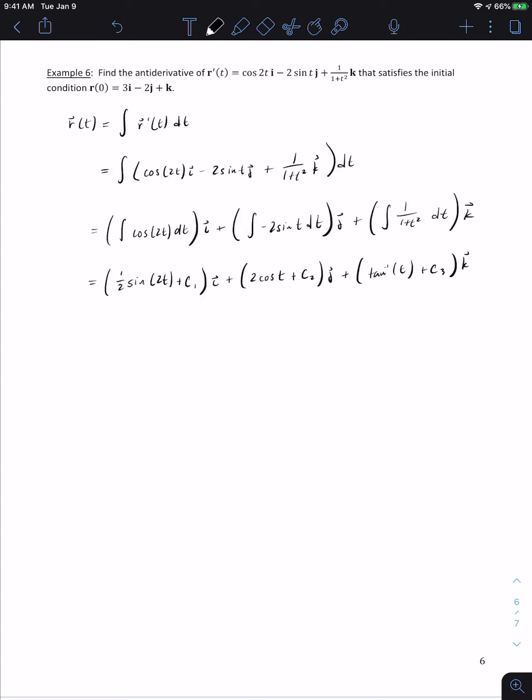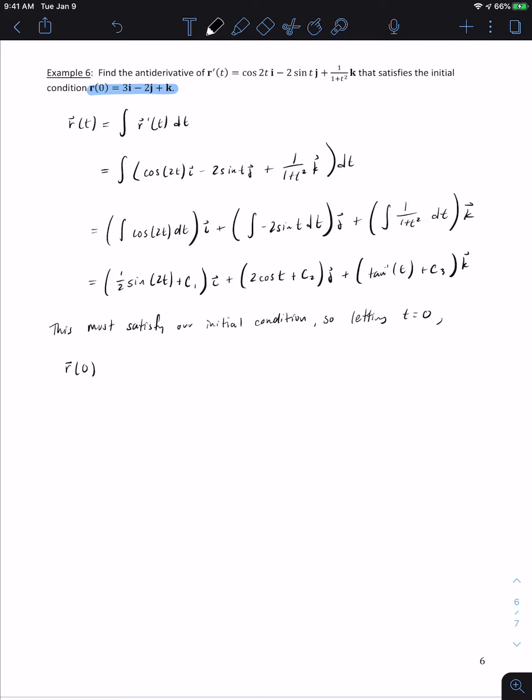And now is where we use the initial condition in order to find what C1, C2, and C3 are. In other words, to find what that vector constant is. So what we do here is we're going to plug in t equals 0. This must satisfy our initial condition, right? So letting t equal 0, because that's what this initial condition says.